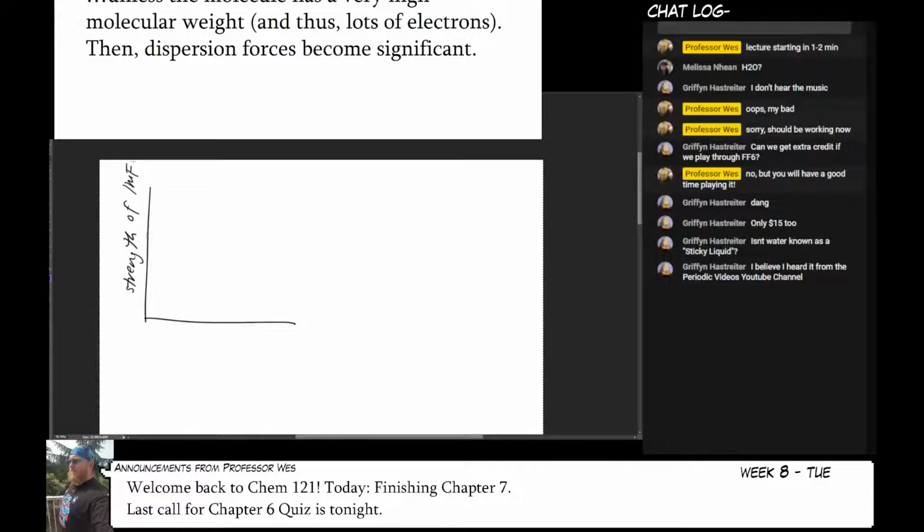All right. We're going to put the strength of the intermolecular force, and on the x-axis, we're going to put molar mass in grams per mole. So we said that dipole-dipole was stronger for smaller molecules and weaker for bigger molecules. And we also said that hydrogen bonds were extremely strong, but only if they were small and very polar.